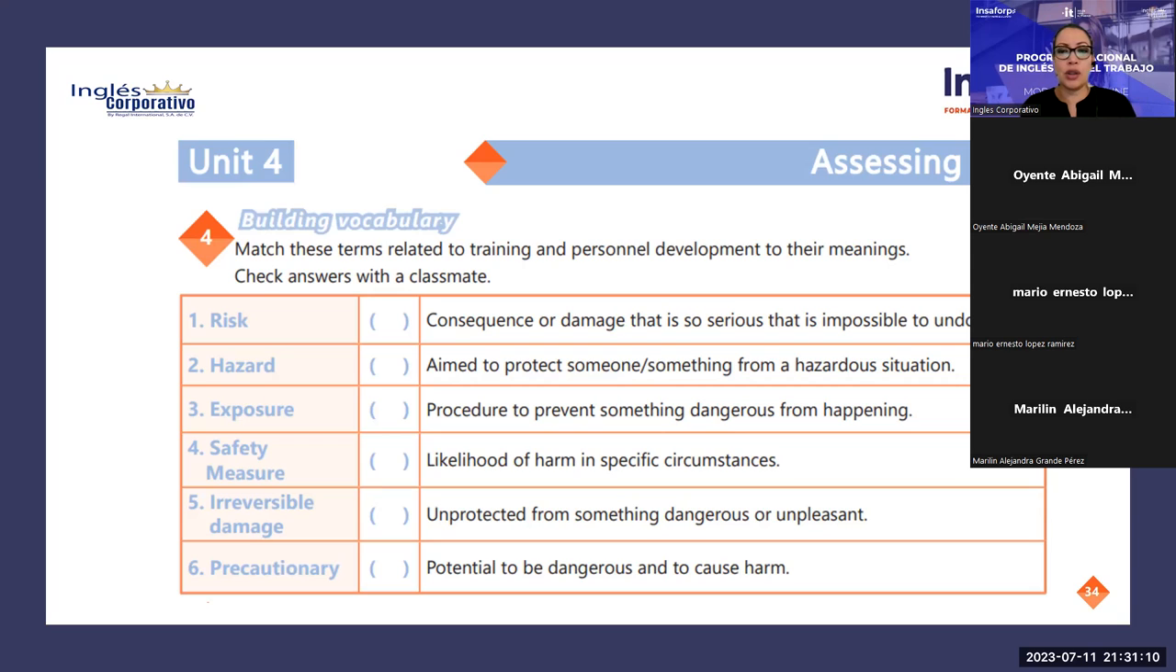Consequence or damage that is so serious that it is impossible to undo. Aim to protect someone or something from a hazardous situation. Procedure to prevent something dangerous from happening. Likelihood of harm in specific circumstances. And protect from something dangerous or unpleasant, and potential to be dangerous and cause harm. So let's try to match the words with the definitions. If you want to do it from your PDF, it's on page 34. If not, you can work in your notebooks. I'll give you some time.